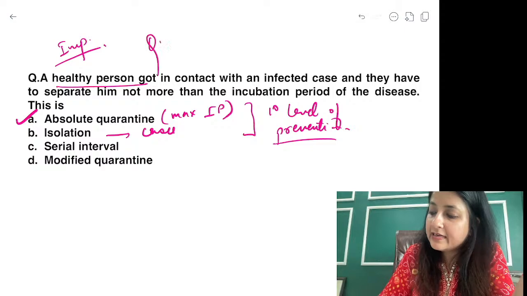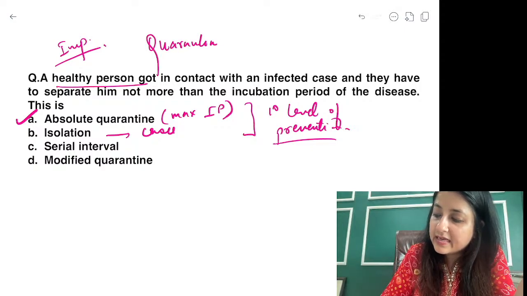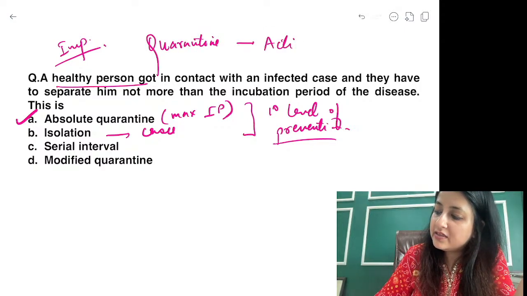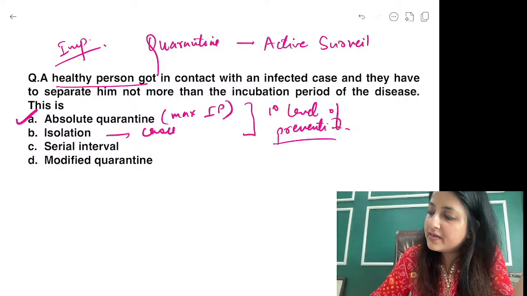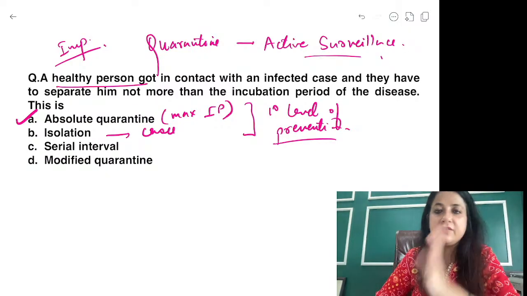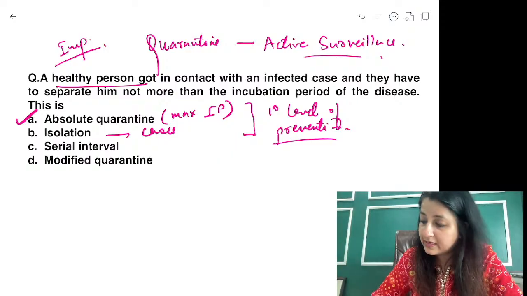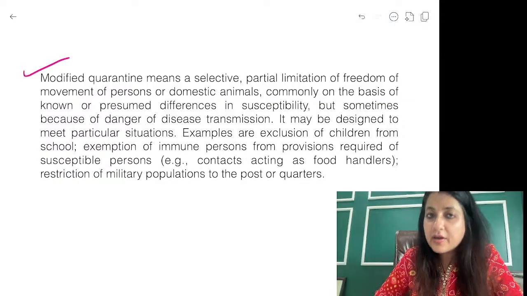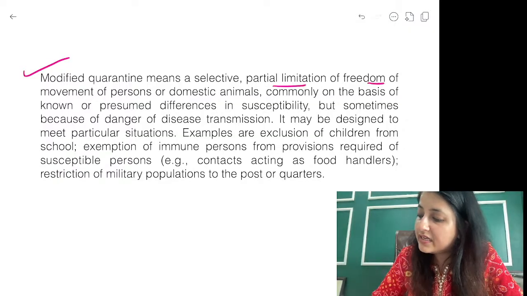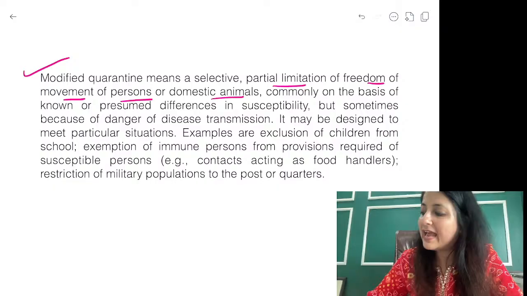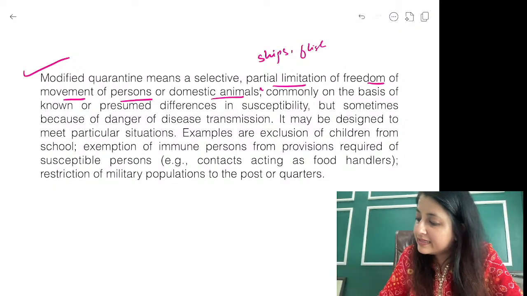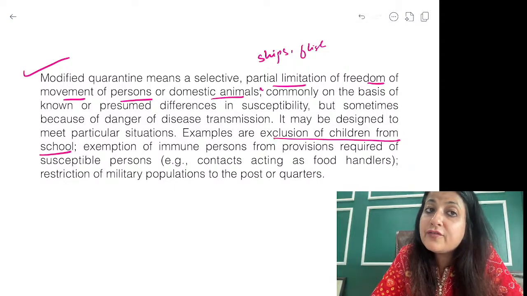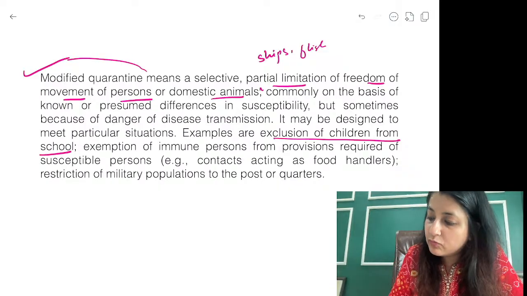And now quarantine की जगह what is the word that we use, guys? Quarantine has been replaced with the term active surveillance. All right, quarantine has been replaced kind of with the term active surveillance. In case कभी exam में आ गया तो. Clear? What is modified quarantine? So you can read, I've written it over here. Modified quarantine is partial limitation of freedom of movement of persons or animals or ships or flights, whatever. ठीक है? This is particularly, जैसे ये आता है एग्जाम में, exclusion of children from school, this is modified quarantine.